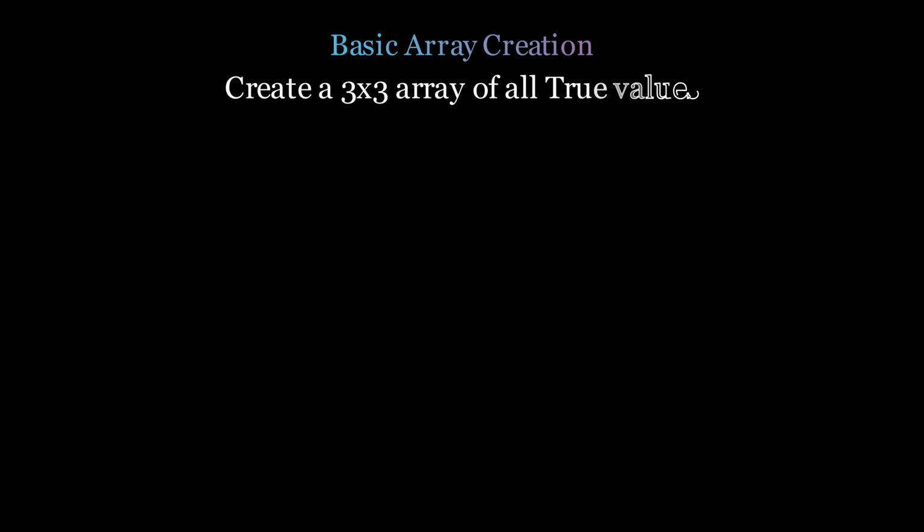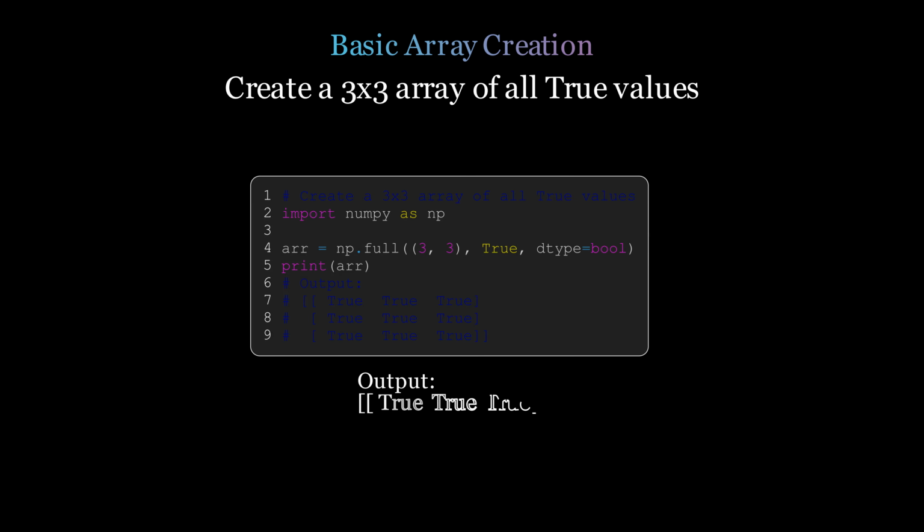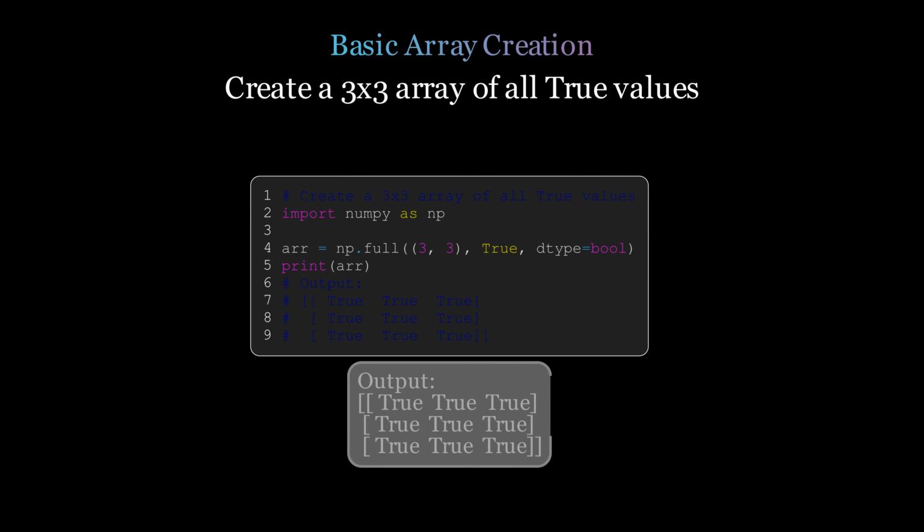Next, we create a 3 by 3 array of all true values. We use NumPy's full function, which creates an array filled with a specific value. The first argument is the shape, 3 by 3 in this case. The second argument is the fill value, true. We also specify the data type as Boolean. This is useful when we need to initialize a Boolean array for masking operations.